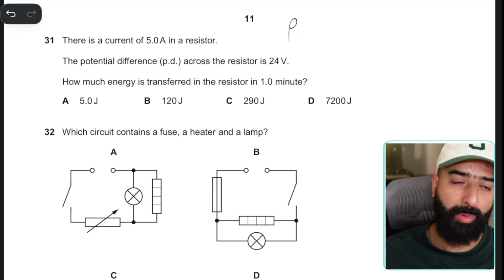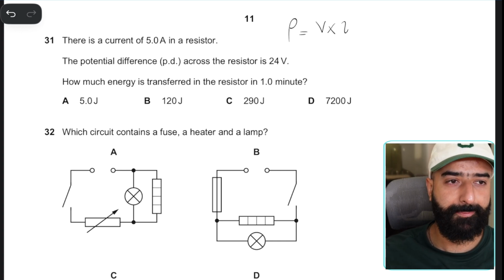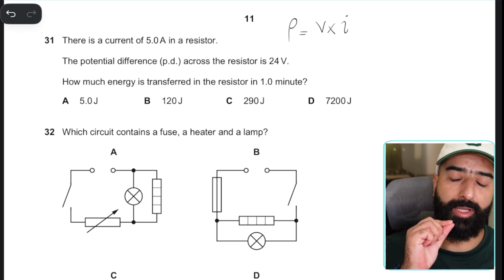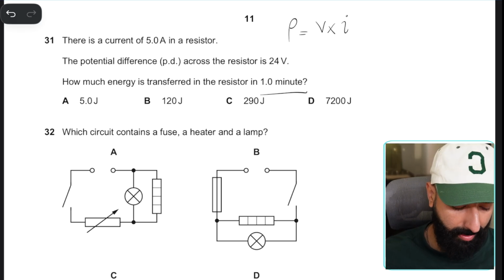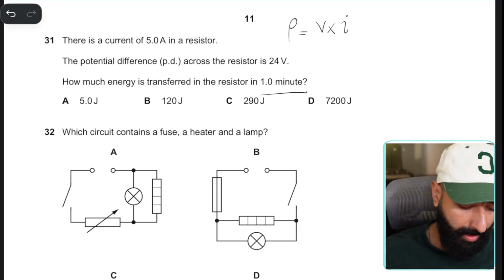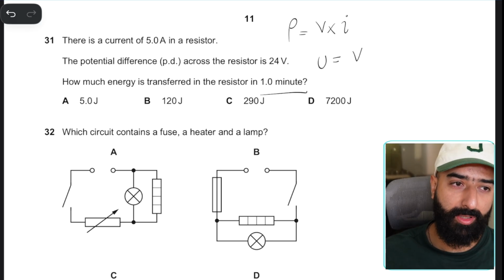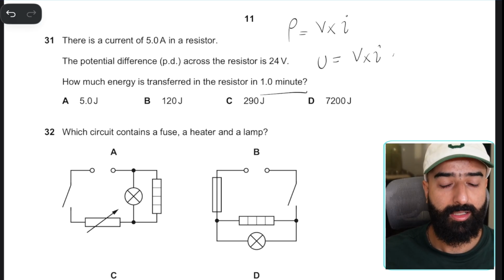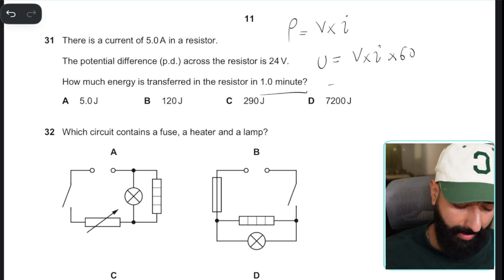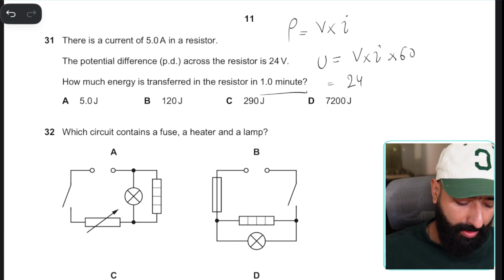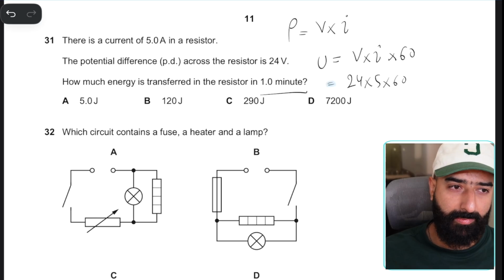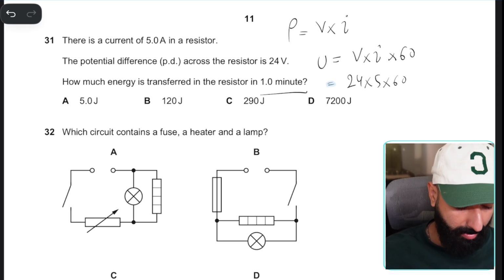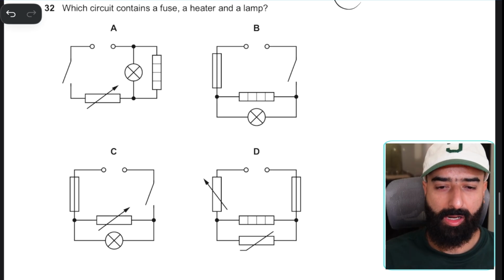The equation for power is V times I. This gives you the energy used in a second. How many seconds do we have? 60 seconds. So the total energy would be V times I times 60. So we have 24 times 5 times 60, right? That's got to be a huge number. So the answer should be this.